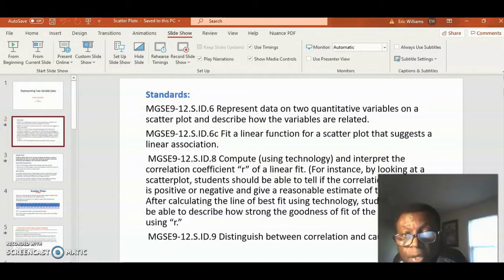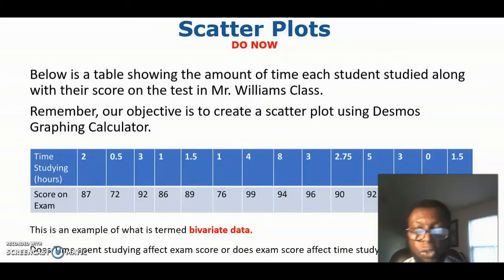Below is a table showing the amount of time each student studied along with their score on the test in Mr. Williams' class. Remember that our objective is to create a scatter plot using Desmos graphing calculator. The first row shows the various times students studied, and the second row shows their scores on the exam.